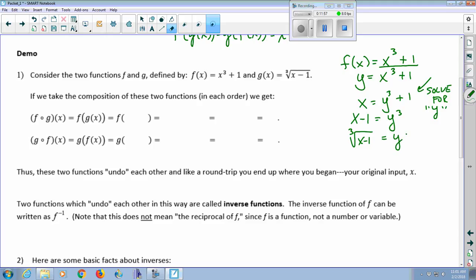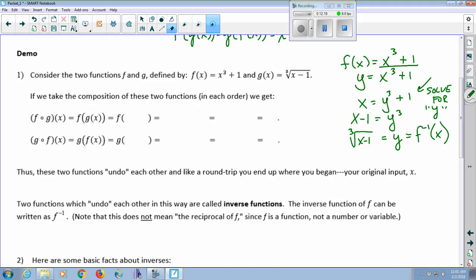And now you call y f inverse of x. And we use this little -1 to symbolize f inverse. It doesn't mean take the reciprocal or anything like that. Right? So finding inverse functions is undoing each step that's happened to your original x.